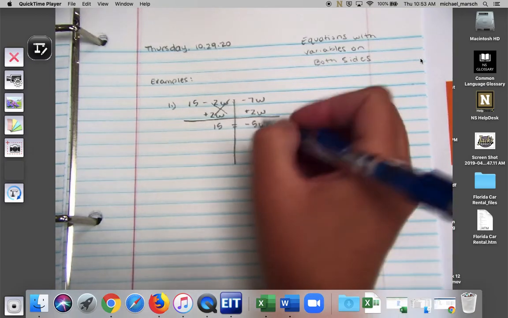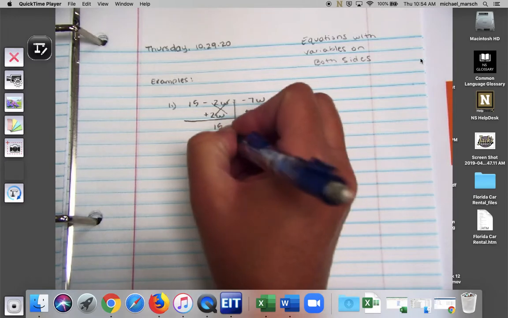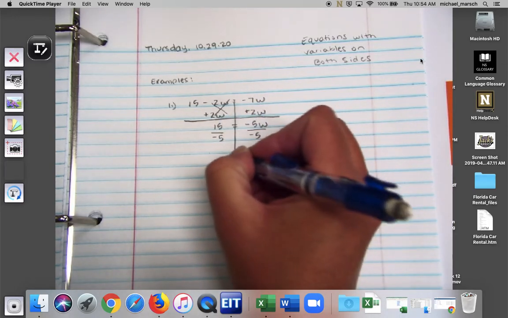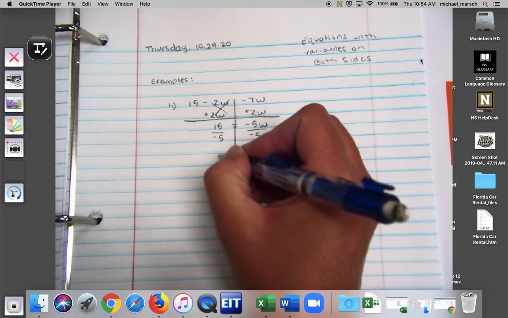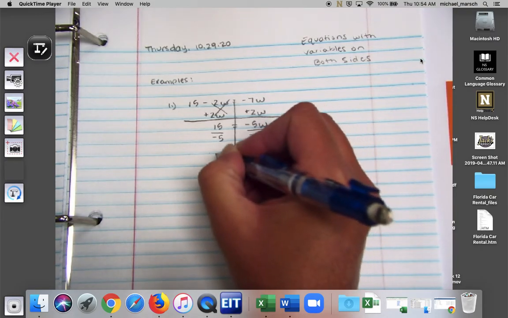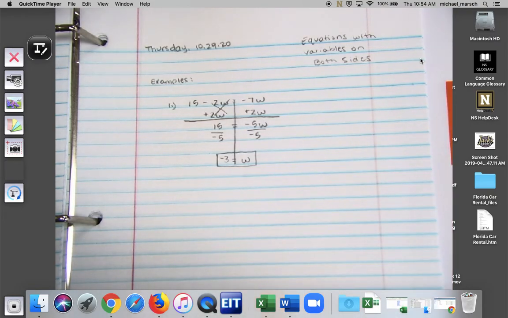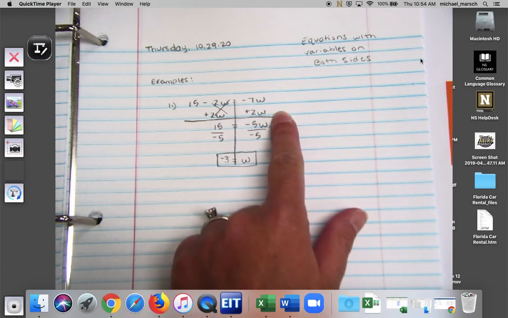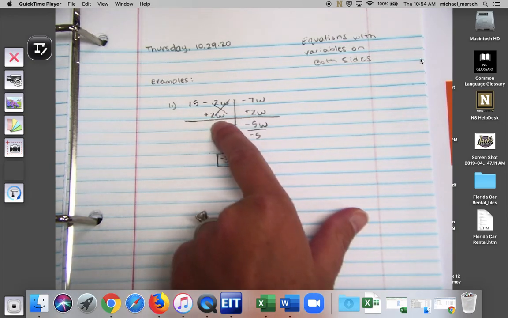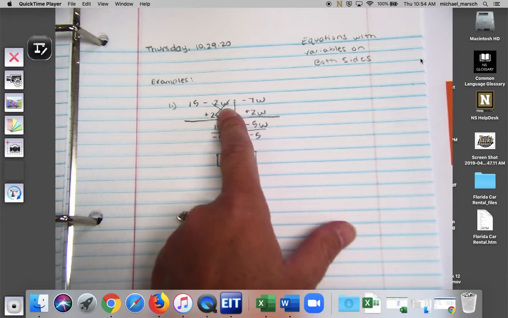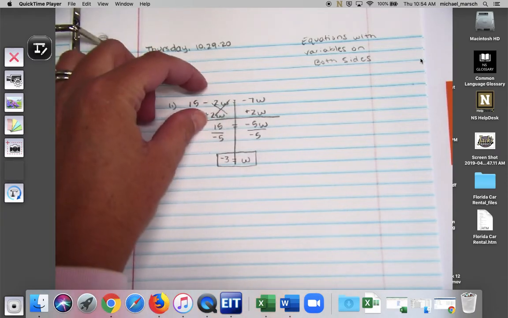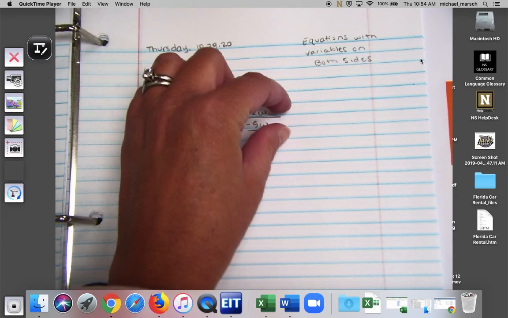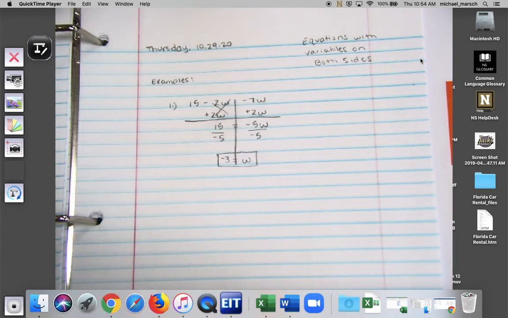Carter? Divide by negative 5. So my final answer is negative 3 equals W. Right? So we're still using inverse operations. We just have an added layer of fun where we have to get all the variables to the same side. Notice I didn't do any dividing here. I didn't do any multiplying. I just added or subtracted this whole term to the other side. Okay? And then I could continue once all my variables were separated.